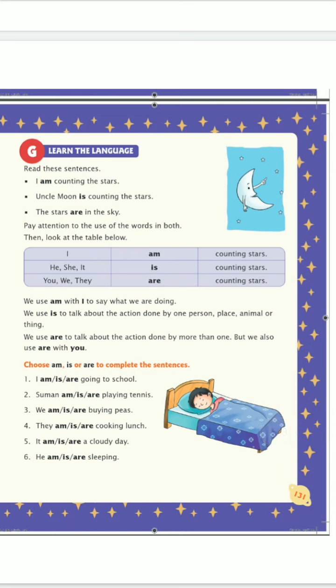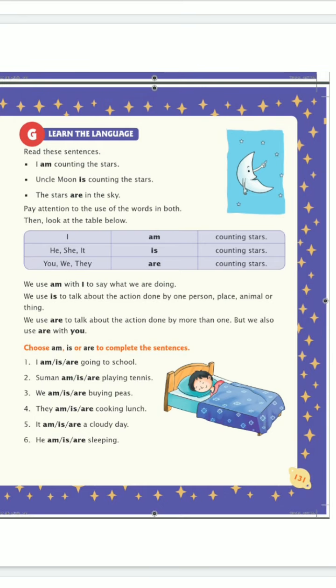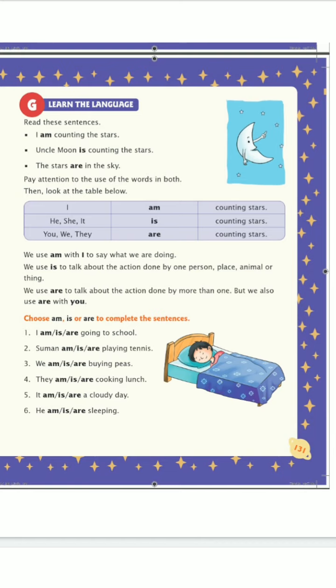When only one person is doing something, when the action is done by one person, one animal, or when we are talking about one place only, then we use he, she or it. Now when we are talking about many persons, like the action is performed by so many persons, like 3, 4, 10, 12, then we use are. Are is used with we, you and they, right?